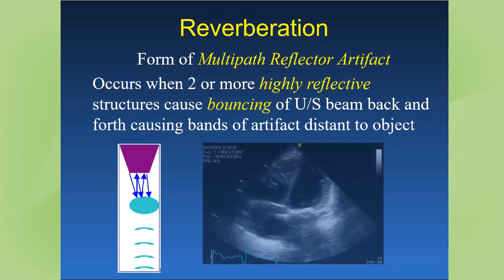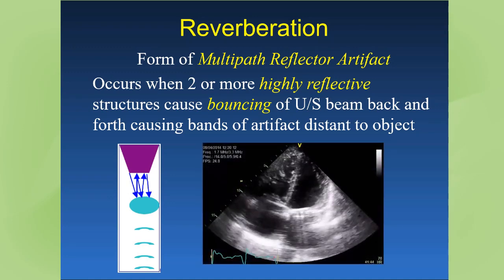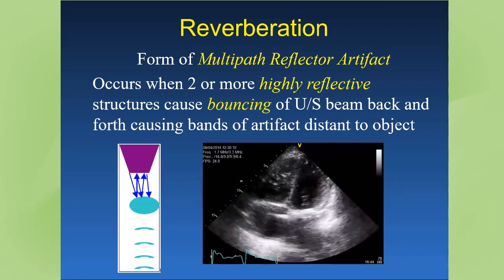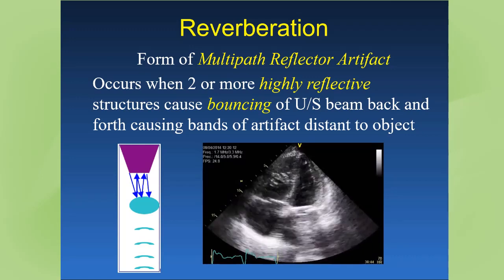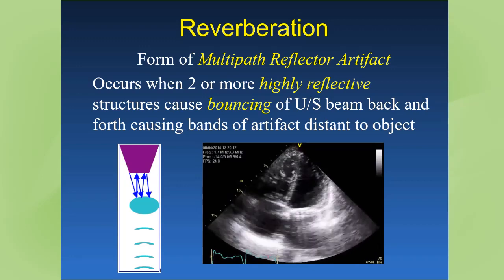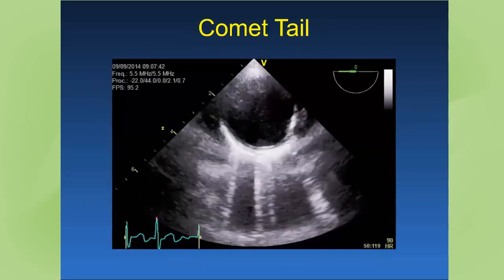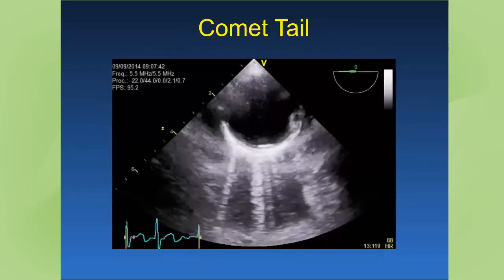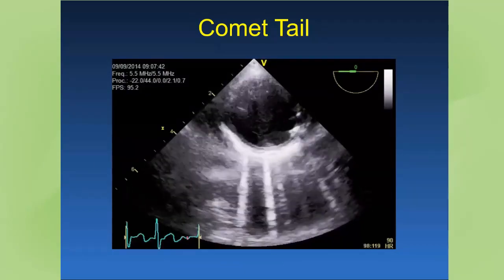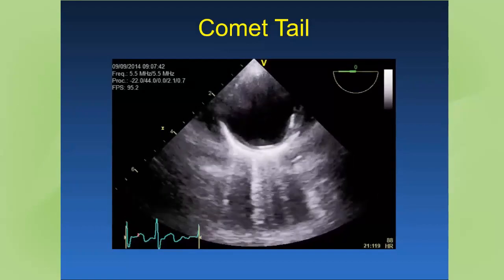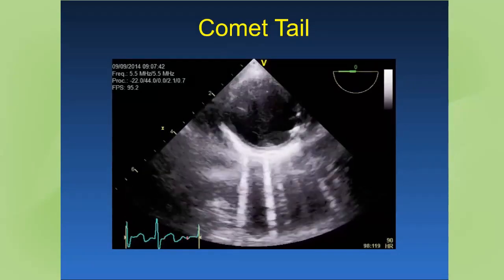Here's a real life example of the mechanical mitral valve, showing the reverberation artifact coming straight down through the left atrium, all the way off of the image. This is a reverberation artifact, a multipath reflector artifact. This is another example of that, comet tails, which come off of calcified atheromatous disease of the descending aorta. And again, this is a multipath reflection artifact.